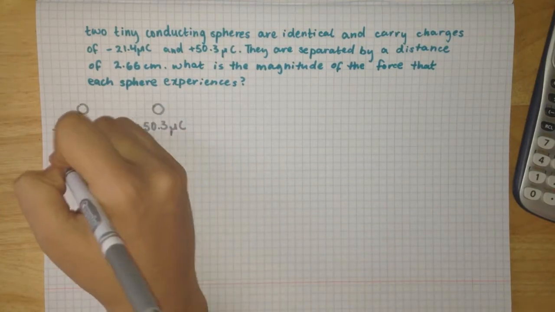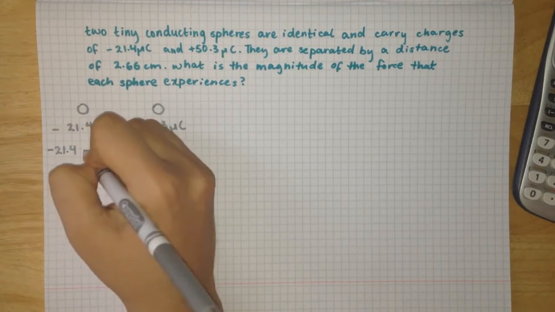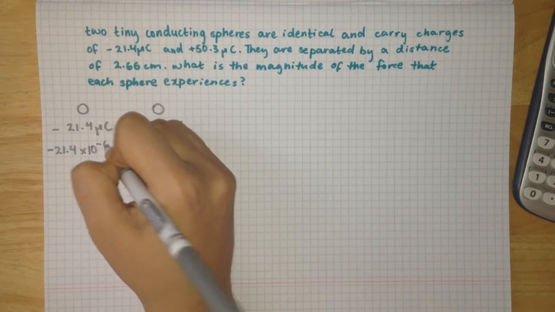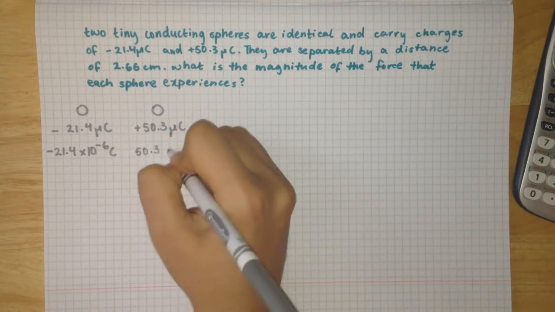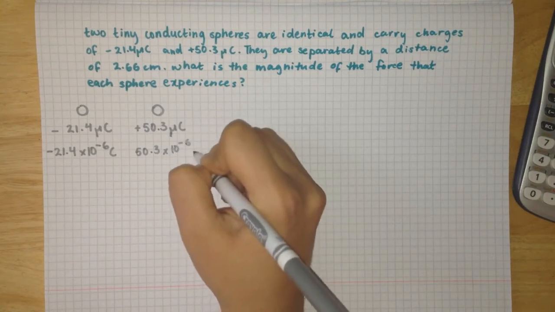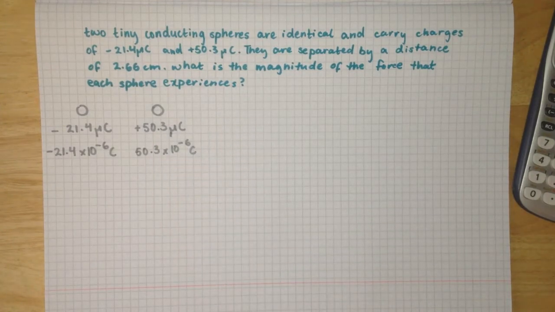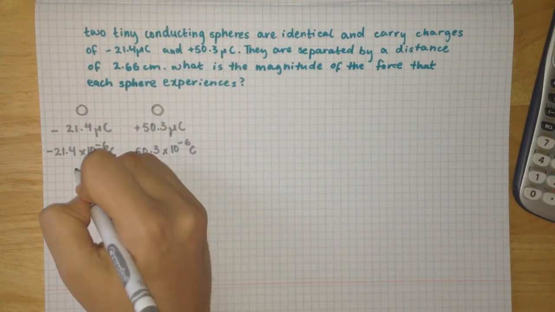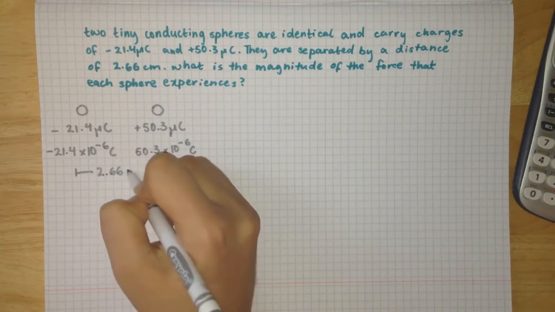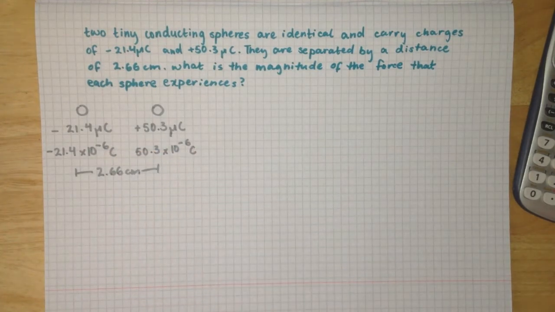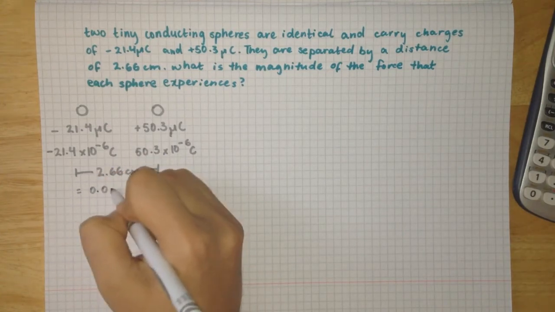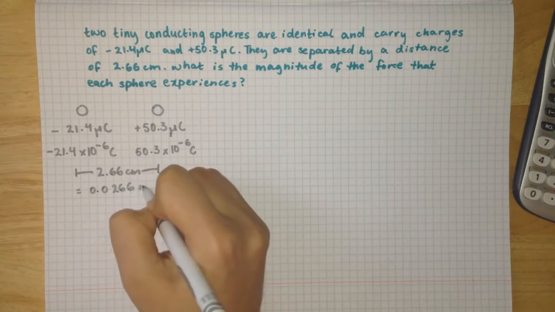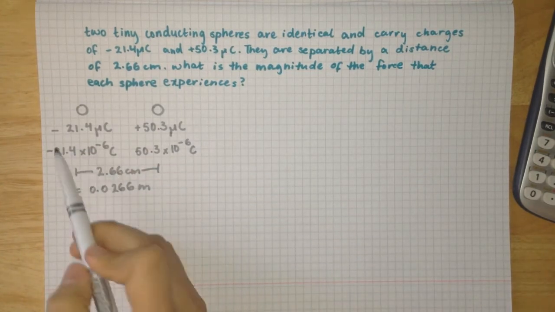So negative 21.4 times 10 to the negative 6, and that is coulombs. That's the charge of this particle, and this one is 50.3 times 10 to the negative 6 in coulombs. So that is the charge of each of them. And then the distance is 2.66 centimeters, and we can change that to meters. So divide by 100 and we get 0.0266 meters.